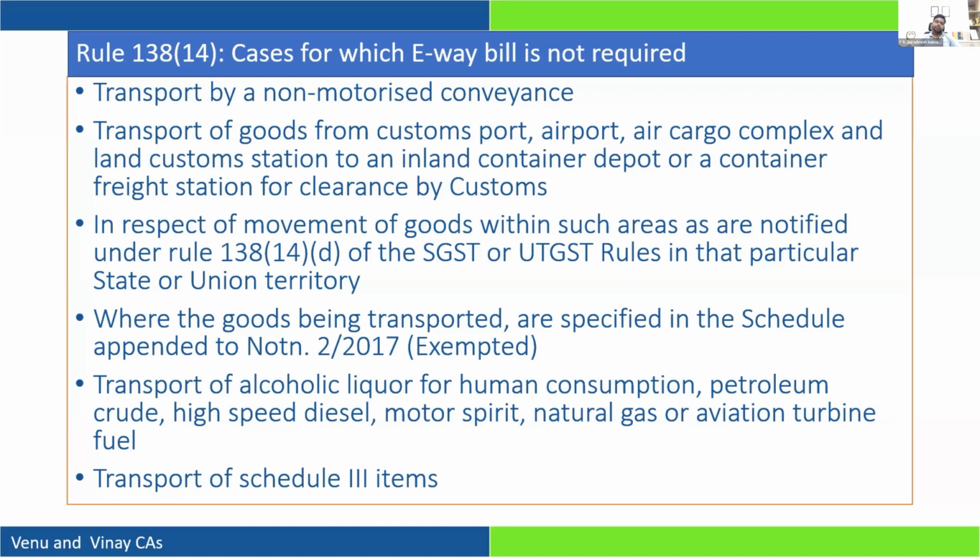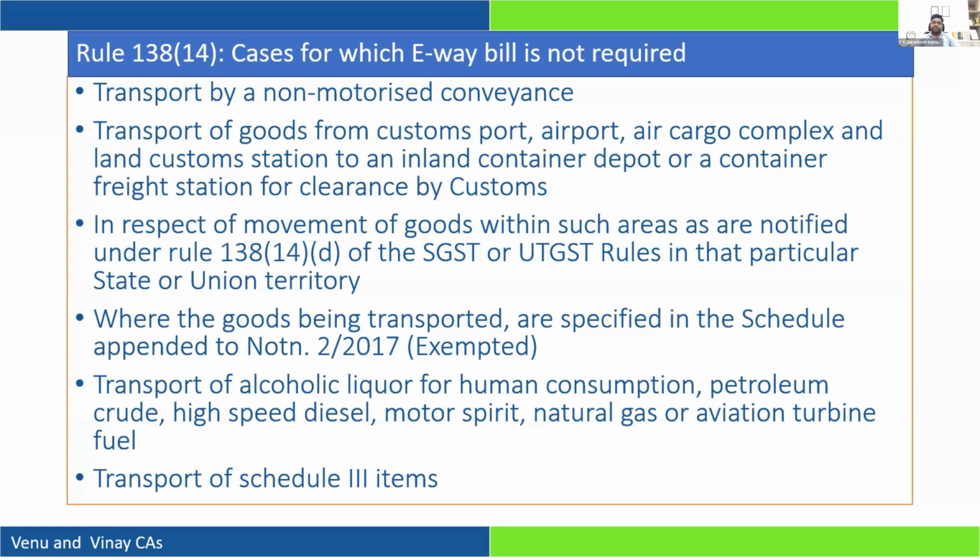In case of transportation of consignment by non-motorized conveyance, like rickshaws, carts, bullock carts, in all those cases, even when all the conditions provided in Rule 138 sub rule 1 are met, we are not required to generate the e-way bill. And transportation of goods from the customs port to the CFS, container freight station, or inland container depot for clearance, in that case also, the e-way bill is not required to be generated.